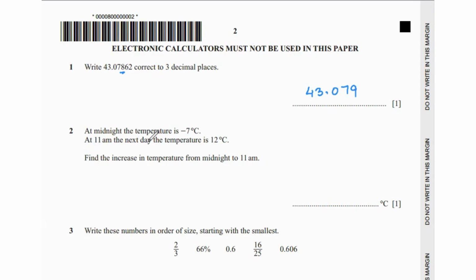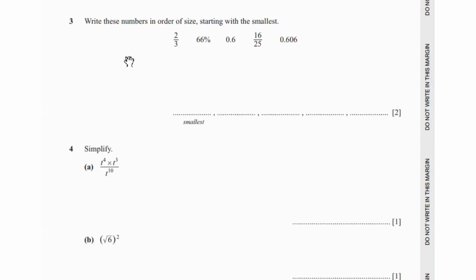Then it says at midnight, the temperature is -7 degrees Celsius. At 11 a.m., the next temperature is 12 degrees Celsius. Find the increase in temperature from midnight to 11 a.m. So we're trying to find the difference between both the temperatures. So the final temperature, which is 12 degrees Celsius, minus the starting temperature, which is -7. So that's 12 plus 7, and that's 19. So that's your answer.